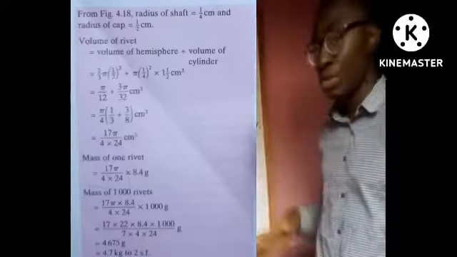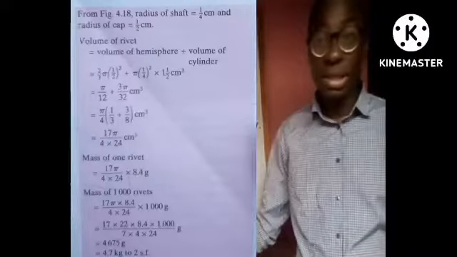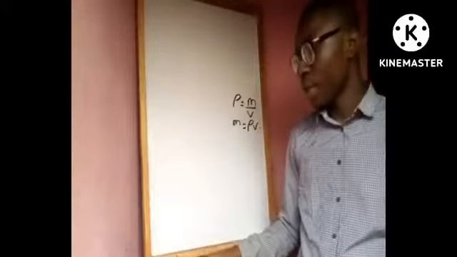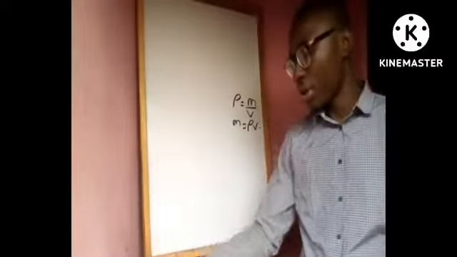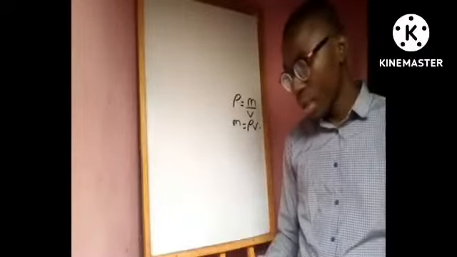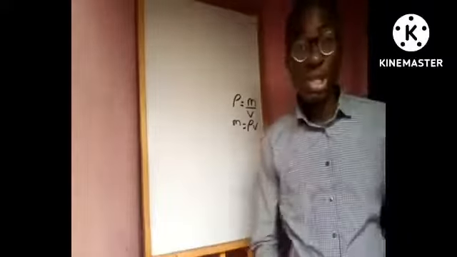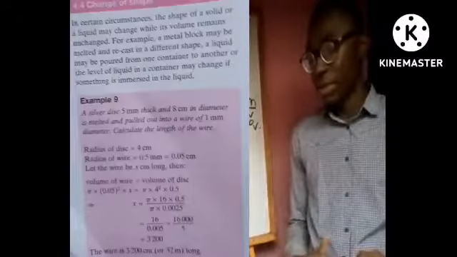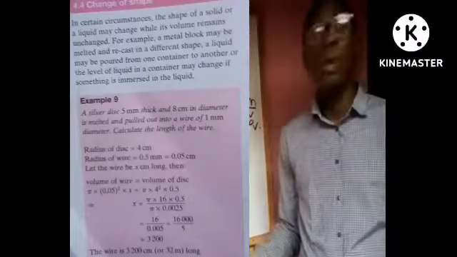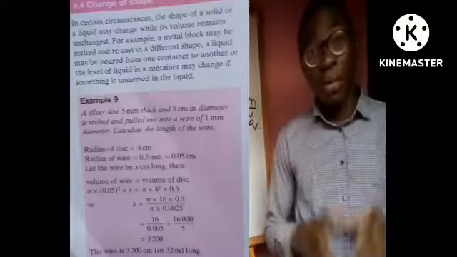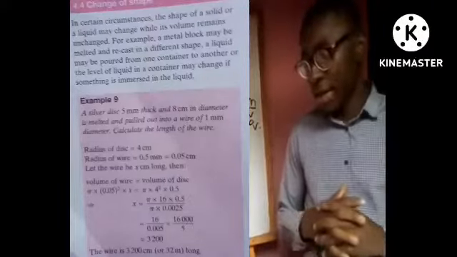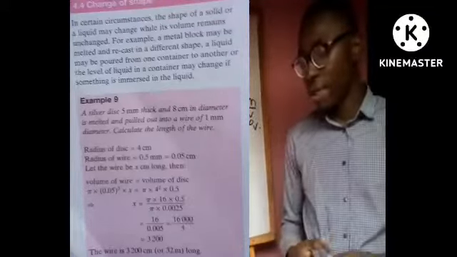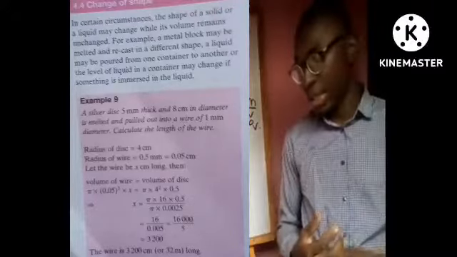So you can see that this example shows how you can manipulate not just the volume but also the density and the mass to calculate the mass of a substance. Then finally, let's talk about another application: what if we change the shape of a solid? Now in certain circumstances, the shape of a solid or a liquid may change while its volume remains unchanged. For example, a metal block may be melted and recast into a different shape. A liquid may be poured from one container to another, or the level of the liquid in a container may change if something is immersed in the liquid.